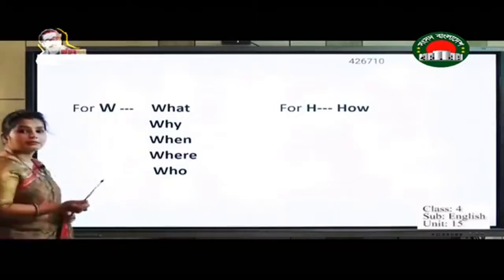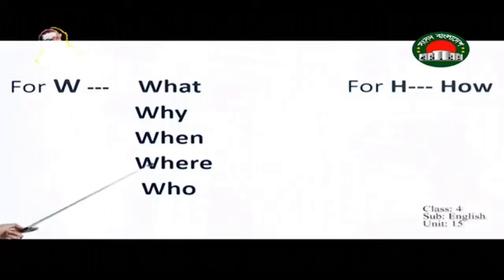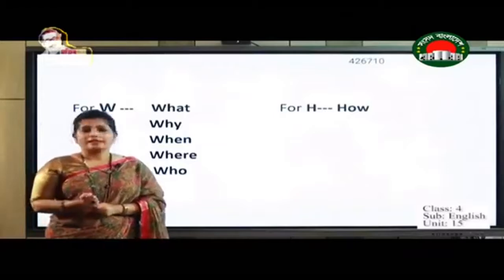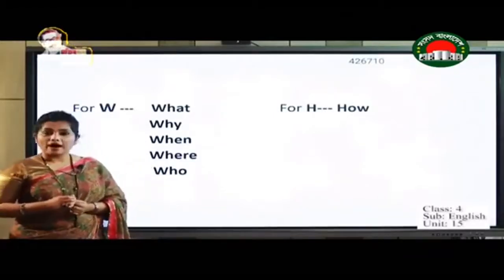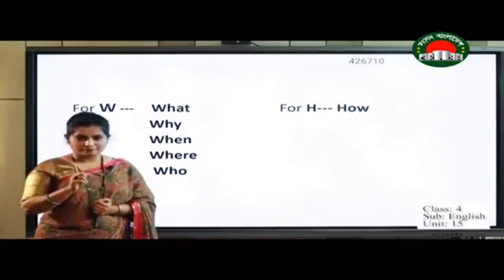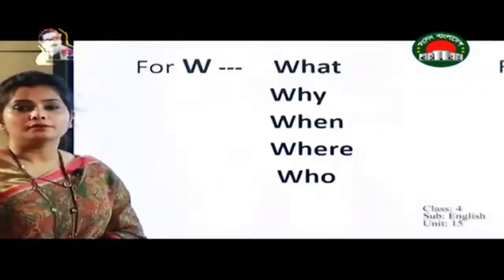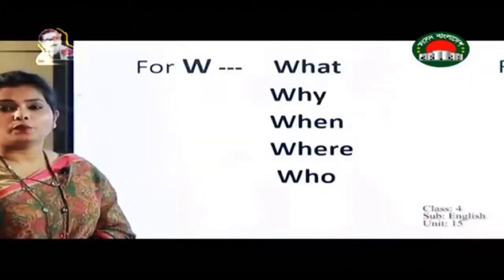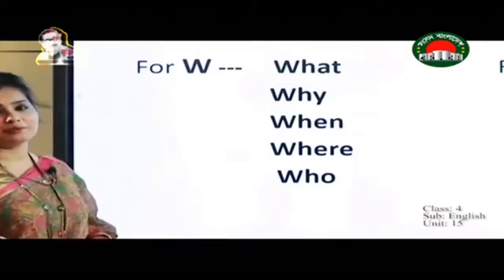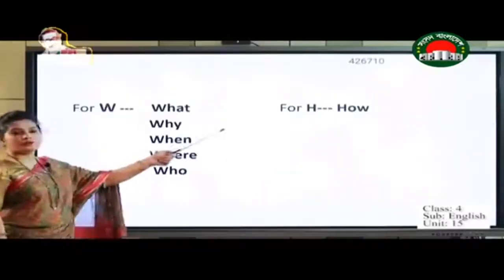So, let's pronounce the words again. What, why, when, where, who, how. Please, I have a request to you. Never try to pronounce what, why, where with a wrong sound. Please don't do this. The sound of the letter W is wa. Say with me, wa, wa, wa. It's not hua. So, I hope everyone can pronounce the words correctly. What, why, when, where, who, how.